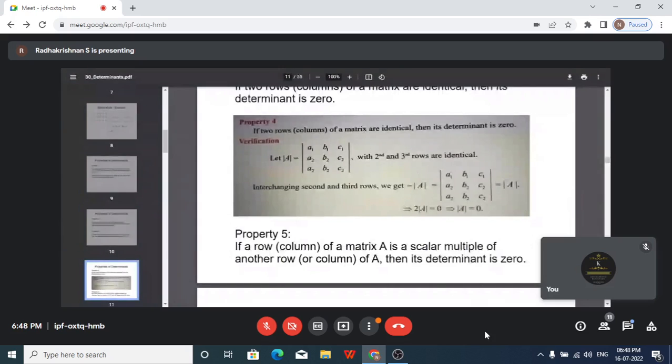Now the next one: if a row or a column of a matrix A is a scalar multiple of another row or column, then also its determinant is 0. Because we will see another property. If a row is multiplied by a scalar, like instead of the first row a1 b1 c1, suppose it is 2a1 2b1 2c1, you can take out the 2 and write it outside, and a1 b1 c1 inside. So the two rows will become equal. If a row is a scalar multiple of another row, we can take out that scalar and make the two rows equal. So it will become 0.